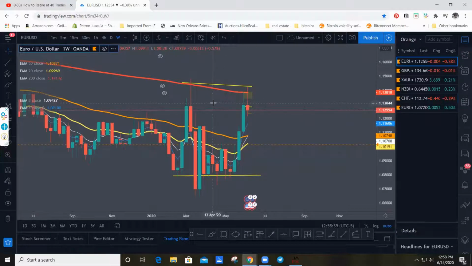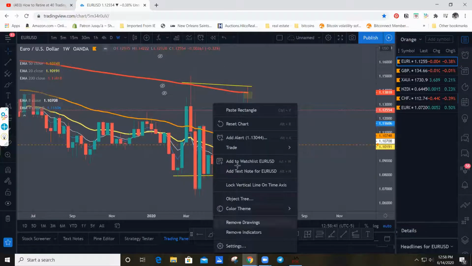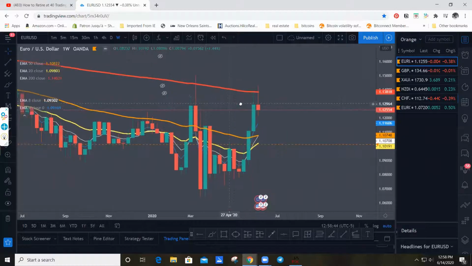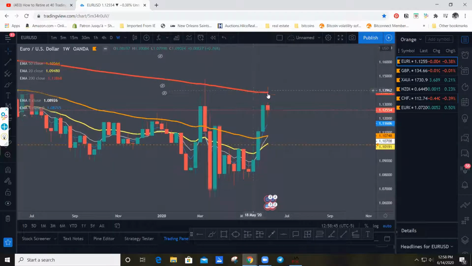EUR/USD. Play out these drawings. It's resisting the 200-day moving average. So I'm looking for price this week to return to this area based off my moving averages. So I'm going to just draw a zone in that area.